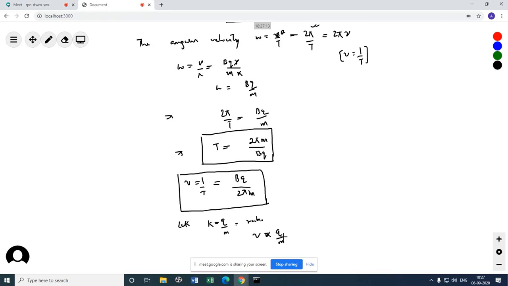Frequency of oscillation is directly proportional to q by m, meaning the ratio. What I mean to say is that nu is directly proportional to k, the ratio I have named. So greater the charge to mass ratio, greater will be the frequency. So it's saying that if the mass of the charged particle is less, frequency will also be less if you go deep. Now, to understand this situation, I'll give an example.